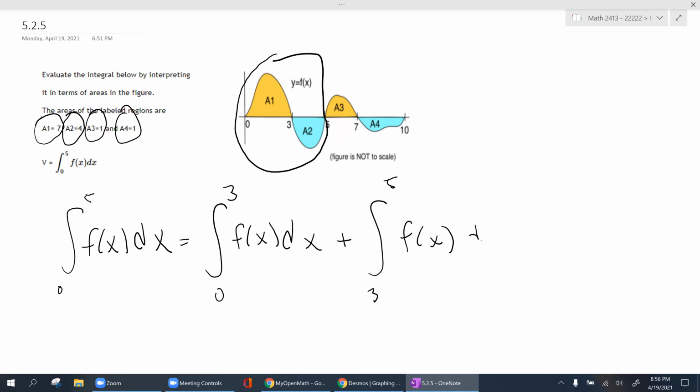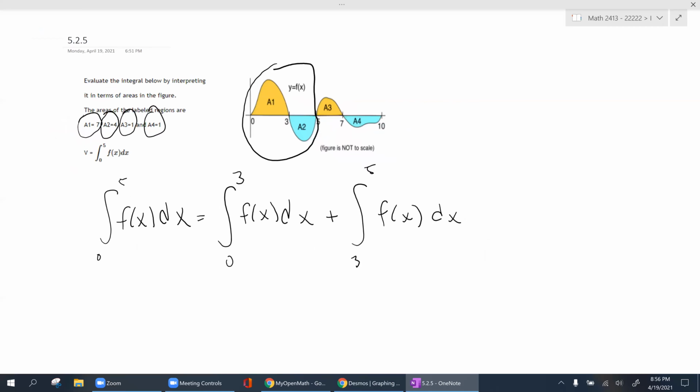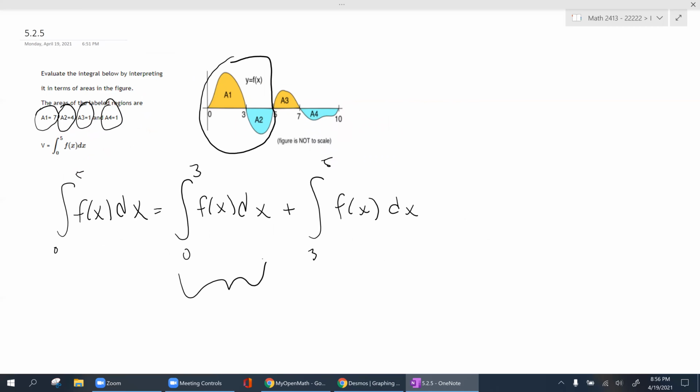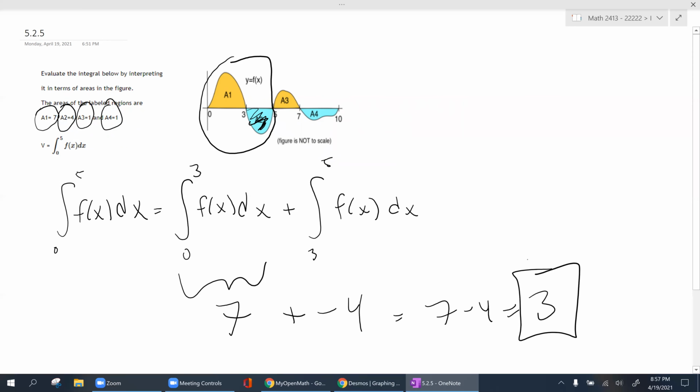I know this entire first part is going to be area 1, between 0 and 3. Area 1 of that shape is going to be 7, plus, but between 3 and 5, this is under the curve, so that's going to be negative. So this is going to be negative 4, which is 7 minus 4, which is 3. Very, very nice.